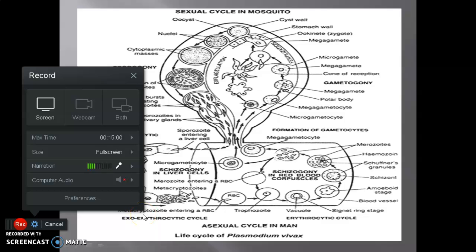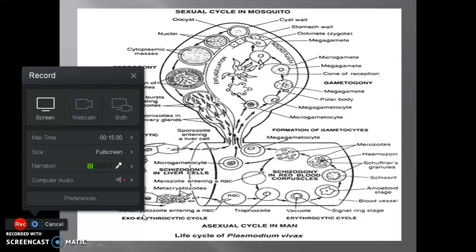Hello dear students, again I welcome all of you in the second part where we are discussing the life cycle of Plasmodium vivax. As far as part 1 is concerned, we have already discussed the digenetic nature of Plasmodium vivax, where we discussed the asexual cycle and sexual cycle, how it occurs in the human being and mosquito.